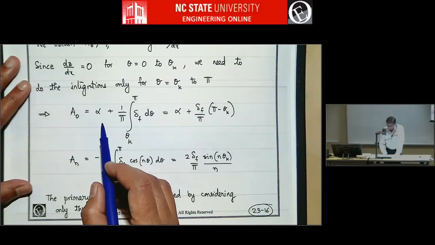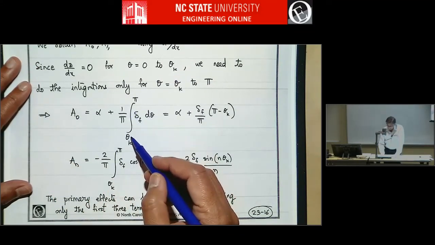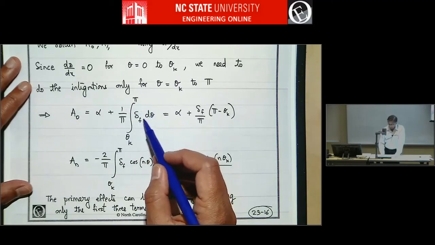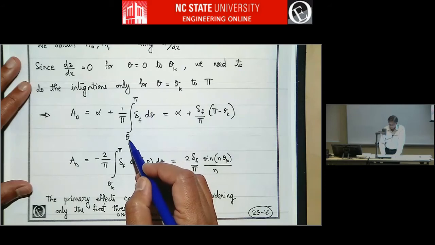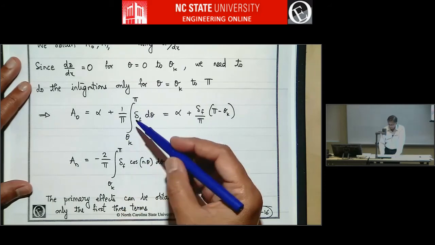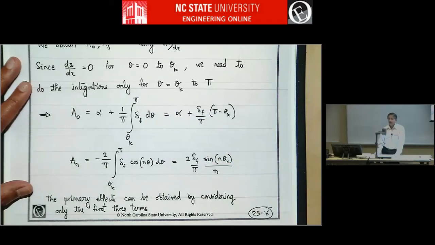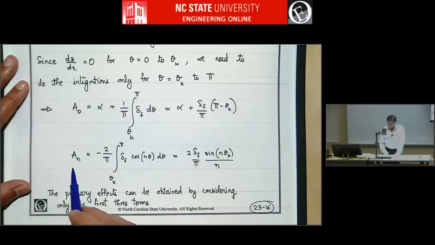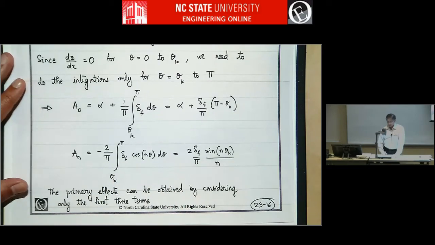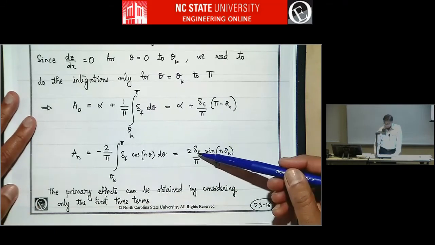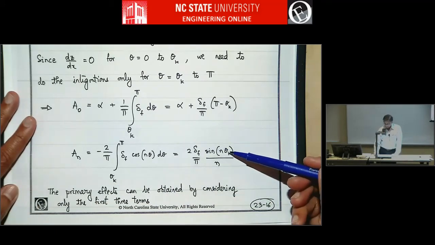So A0 is alpha plus 1 over pi integral over the chord delta f times theta, right? So this integration needs to be done only for the last part of the airfoil, from theta k to pi, and so this is what we get as A0. And An is this equation. Again, we are doing the integration only in the last part of the airfoil, and so you get An as 2 delta f over pi sine theta k, sine n theta k over n.